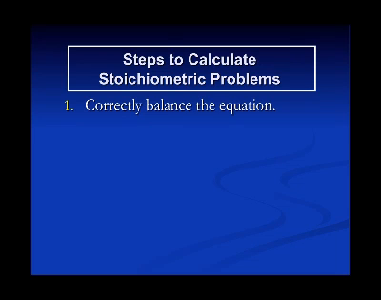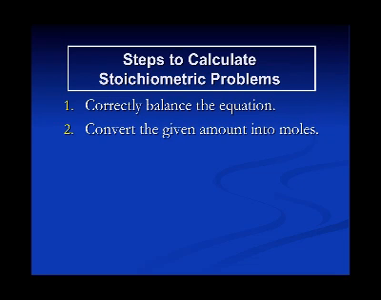Alright, so we all like steps. We like to know how to correctly do stoichiometry. The first thing you have to do before you can do anything is make sure the equation is balanced. The couple we're going to do here in just a minute are not balanced equations. After you have a balanced equation, you have to convert the given amount into moles. The first step is to always do it into moles. Just like when we were doing our mole conversions last week, the only way we can do a mole conversion is if we convert it into moles first.